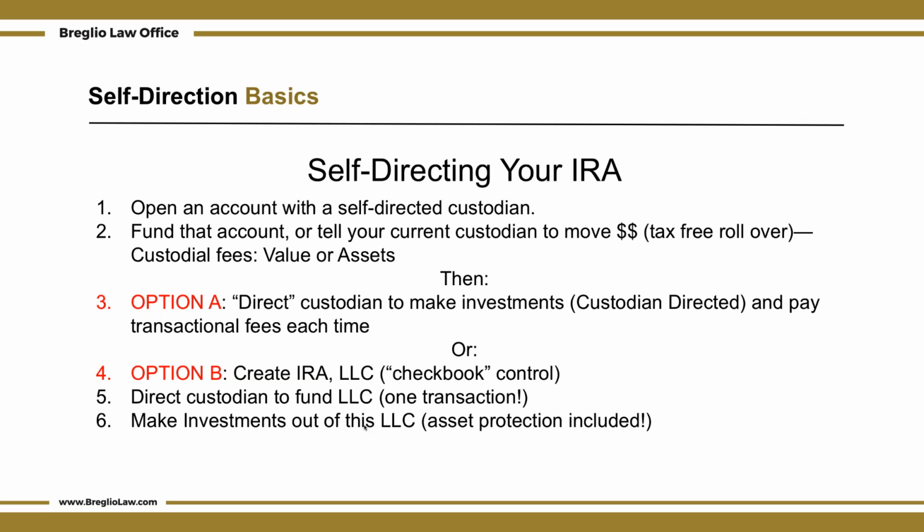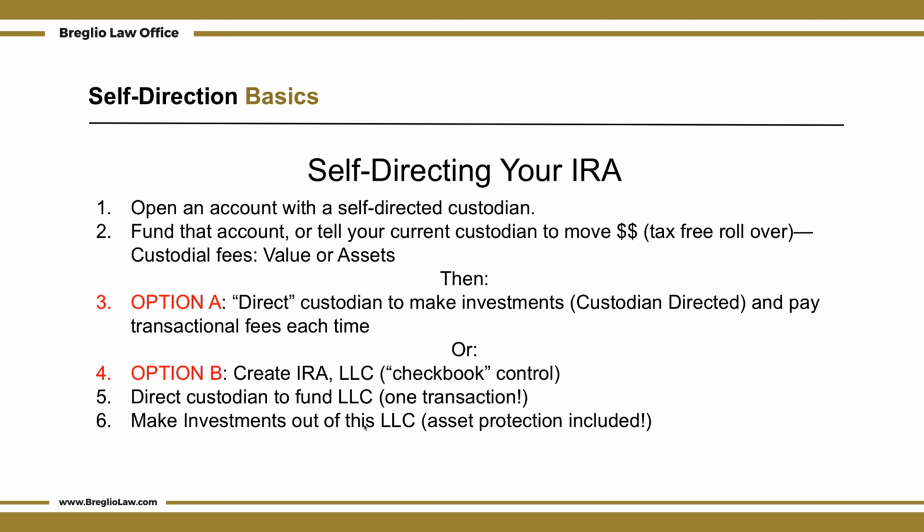And then you pick a custodian and you open an account. You can usually do it online. It can usually take about 5 minutes. And essentially it's just setting it up, okay? Then once you've got your account set up, you've got to fund it. You've got to get the money into it. So how do you get the money into it?